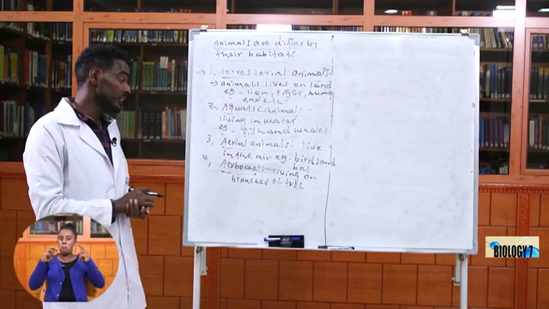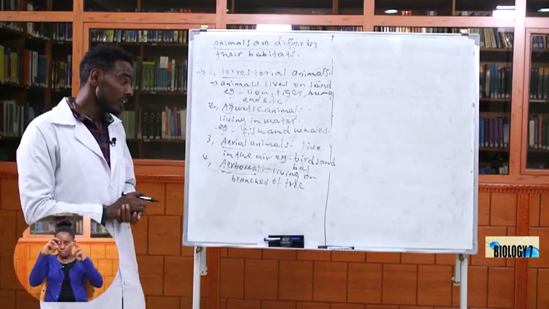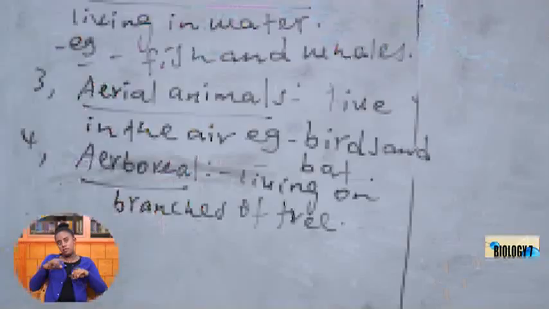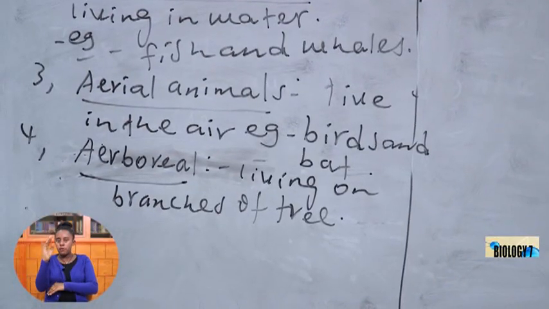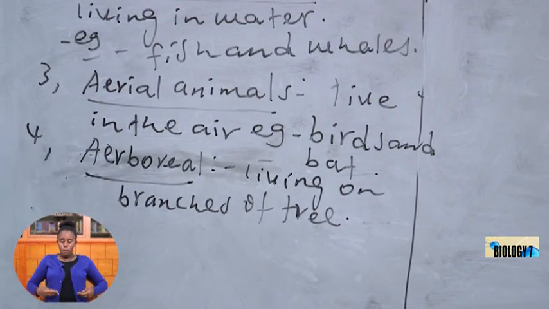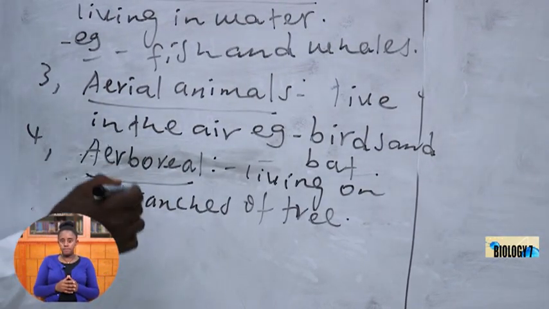Okay, the fourth one is arboreal animals. Arboreal animals are the animals living on the branches of trees in the forest. For example, we can take monkey and ape.